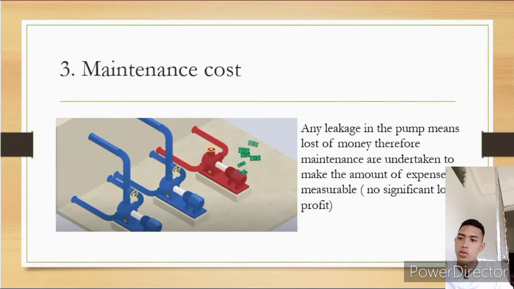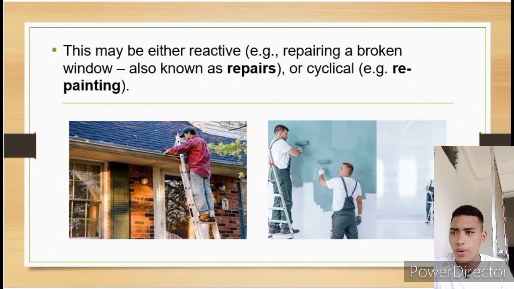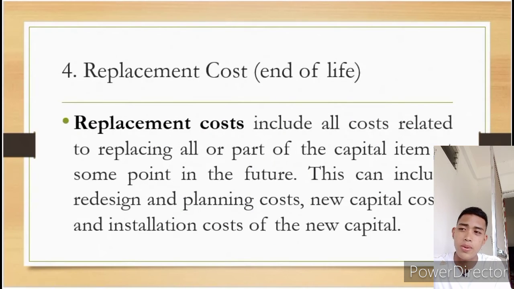So in this maintenance cost, for my example right here, the leakage of a pump. Imagine you buy a less expensive pump, and any leakage in the pump means loss of money. Therefore maintenance is undertaken to keep the amount of expense measurable without significant loss. Right? That is maintenance cost. And this may be reactive, like for example repairing broken windows, broken doors, or cyclical, in the sense of a cycle, like repainting. That is maintenance.